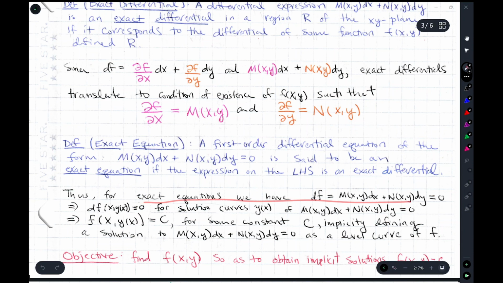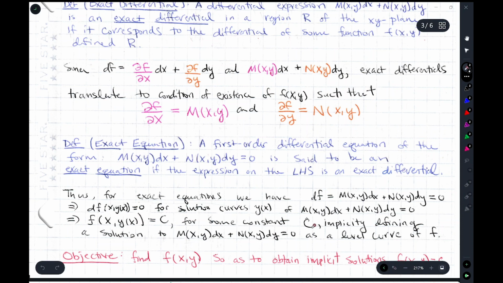Thus, for exact equations, we have df equal to M dx plus N dy equals 0. Okay, so the differential is 0. And so if df equals 0, there's no change in f, so f is a constant.